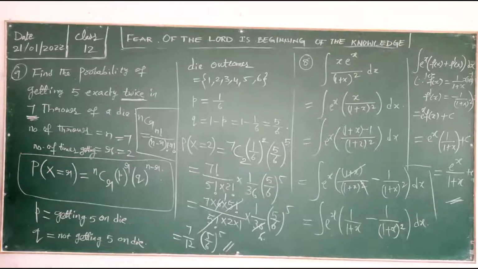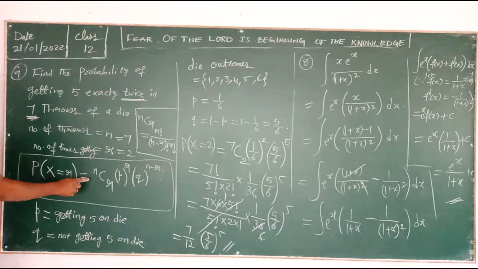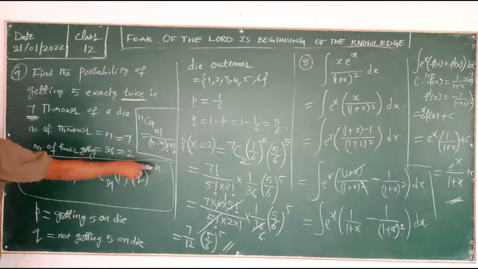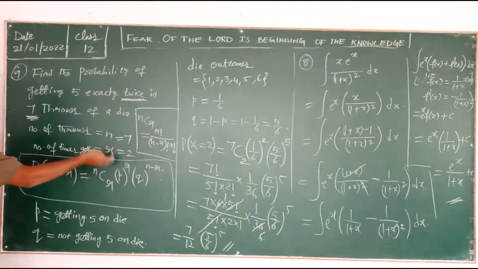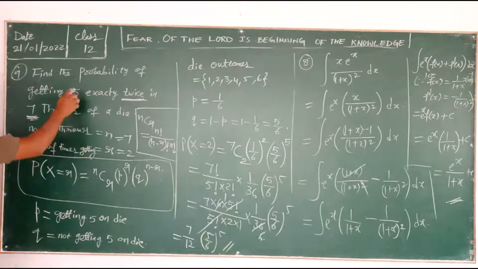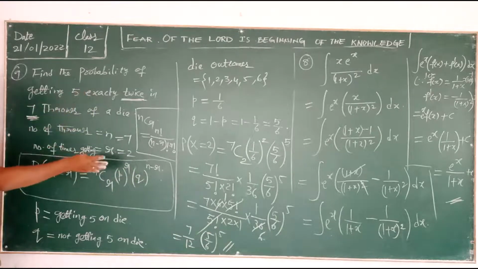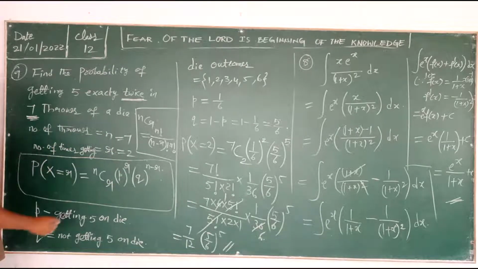So now once again understand clearly here. Here 7 throws they said, n is equal to 7. Then the number of times getting, twice they said, that is 2. And then P of x equal to r is nCr p to the power r q to the power of n minus r. P is nothing but the probability of whichever number is given, 5, 4 or 3, the probability of getting it. Here in this question, the probability of getting 5 on the dice. And what is Q? The probability of not getting 5 on the dice. So that you have written and then we solved here.